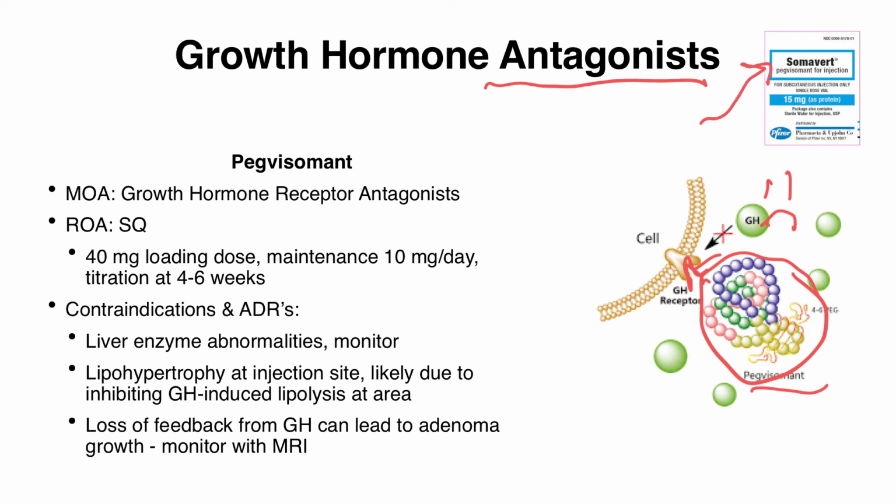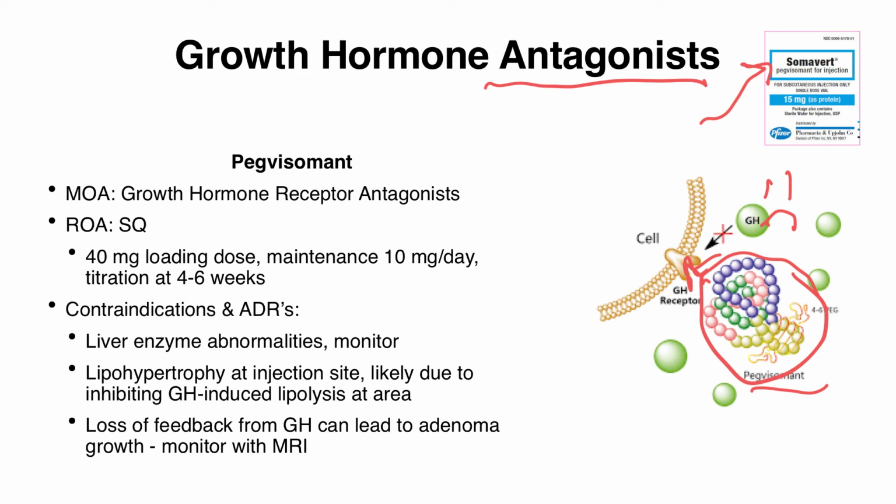Somavert is the name for its injectable, which is sold by Pfizer, and it's a 15 mg sub-Q injection sold in individual vials or premixed syringes. So its mechanism of action is simple antagonism of the growth hormone receptor. If you antagonize the growth hormone receptor, you're not going to promote more growth hormone release.